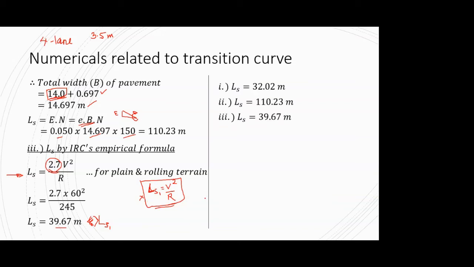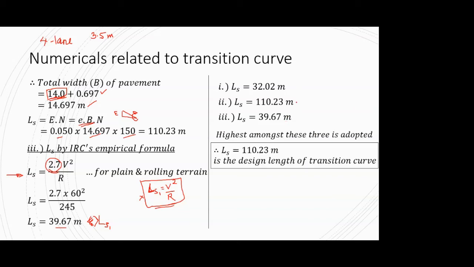So now we have got our three values. By the first parameter, we got 32.02, by second, 110.23, and by third, 39.67 meter. So the highest amongst the three is adopted, and it's 110.23. From the options, option D is the suited one, in which they have given the value 110.2 meter. So that's our correct option, that is option D.